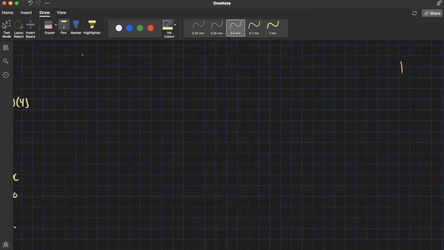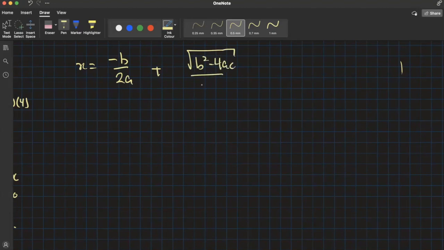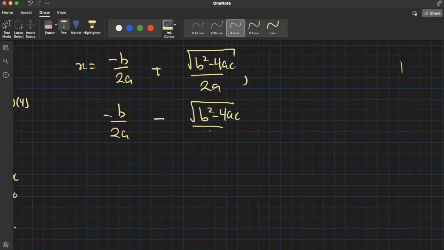Let's rewrite the quadratic formula out. x is equal to negative b divided by 2a plus the square root of b squared minus 4ac divided by 2a. And the second solution is minus b on 2a subtract the square root of b squared minus 4ac divided by 2a. Okay.